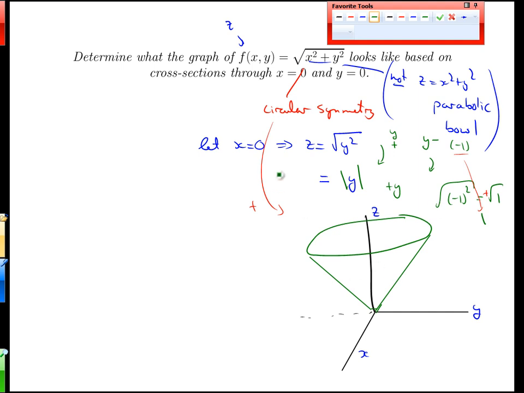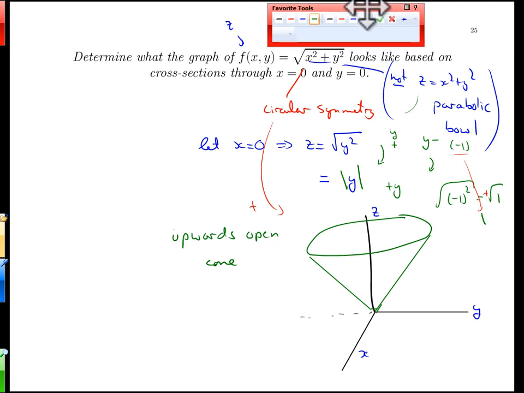And so this shape, which would keep going on forever, is a cone with a peak at the bottom, or an upwards open cone. So this function here, square root of x squared plus y squared, is not going to be a parabolic bowl which had that curve to it. This is going to be made entirely of straight segments forming a cone shape because of the circular symmetry and because of the simple shape that we get when we let x equal 0 and limit ourselves to that.